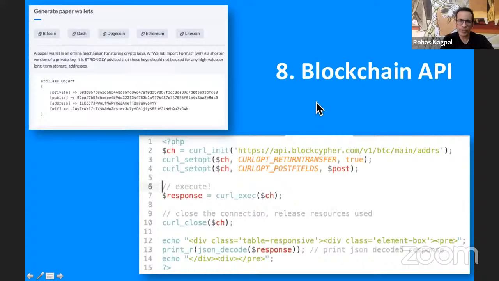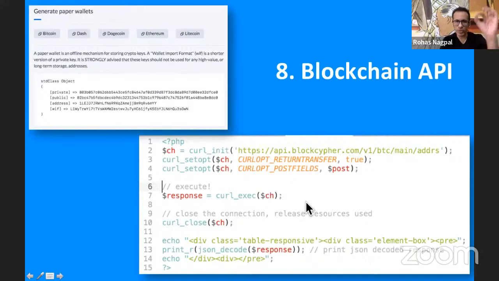Then let's move to the 8th point, which is blockchain API. And as I can see, we have crossed 1 hour, but let me continue. Almost there. So when we talked about these paper wallets, I generated them with a software which I built. But how is that software communicating with the blockchain? That happens through an API which looks something like this.